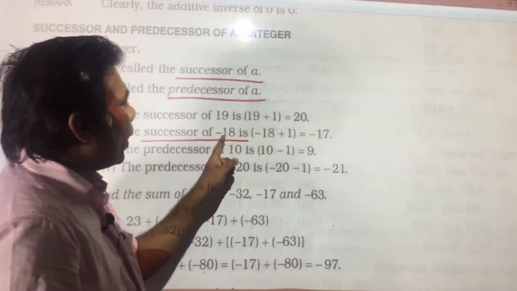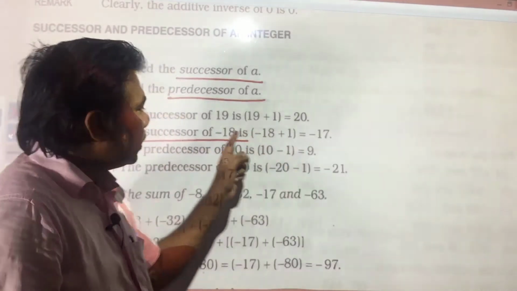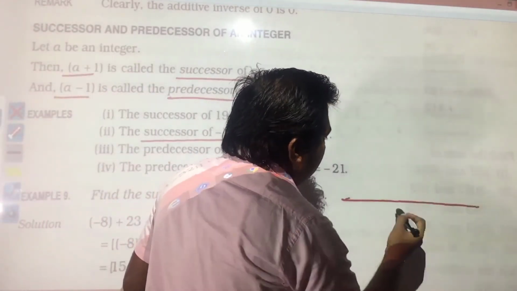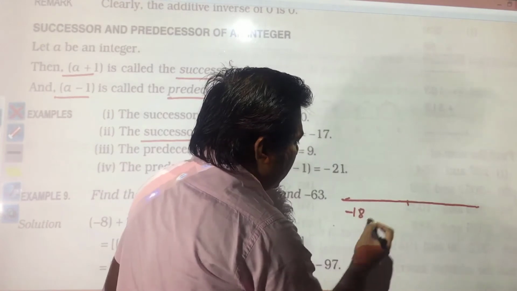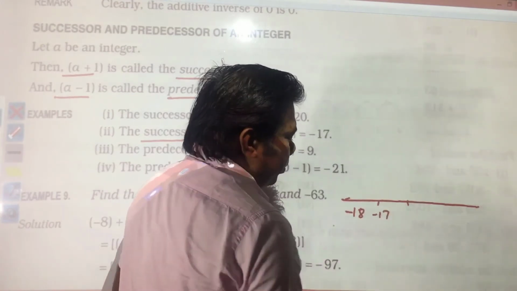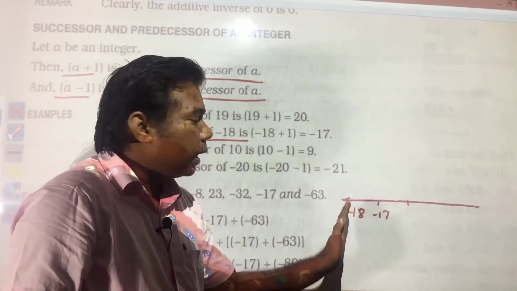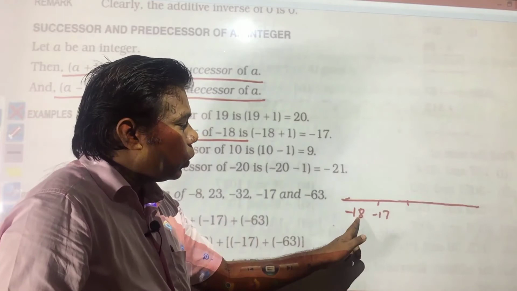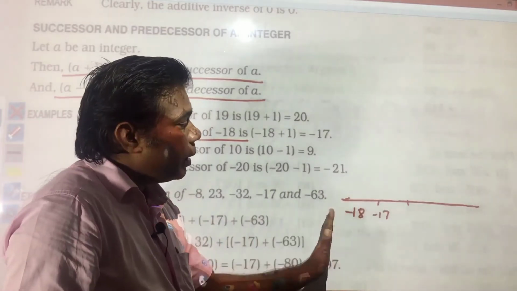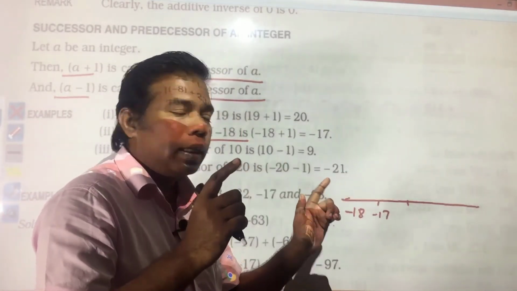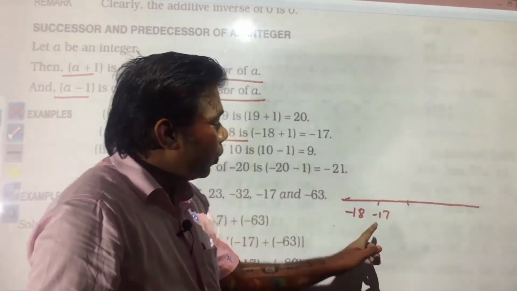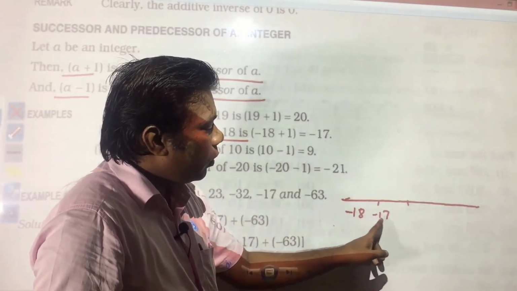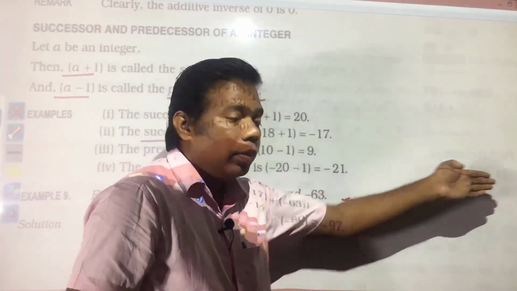The successor of minus 18 is not minus 19; the successor of minus 18 is minus 17. Just see on the number line: suppose you have minus 18 over here and minus 17 over here. When you get the successor, you are moving rightward. So minus 17 is to the right of minus 18. Successor means, on the number line, you should visualize the right side. So the successor of minus 18 will be minus 17, because you need to move right.